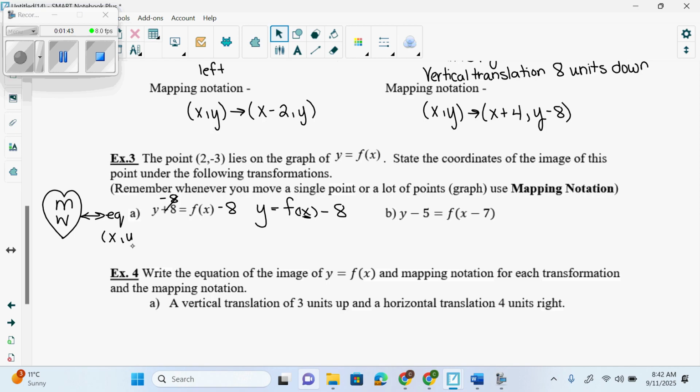(x, y) becomes x stays the same because nothing happened to it. Look, it's just an x. And now I need to move my y coordinate 8 down. What am I going to do to it? Subtract 8. Because mapping and words are in a heart, they mean the same thing. So if I say 8 down, I move 8 down, which is -8. Then I apply my coordinate into it. So my original (2, -3) becomes (2, -3 minus 8), which becomes (2, -11).